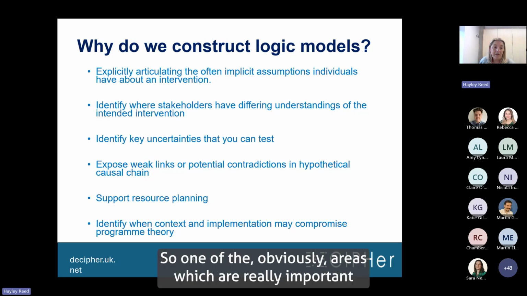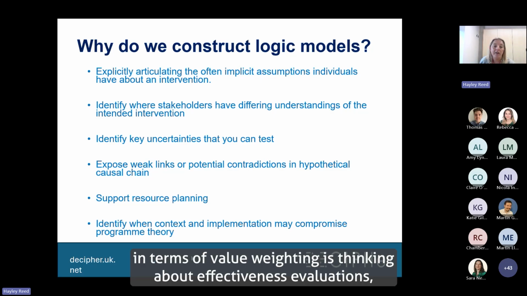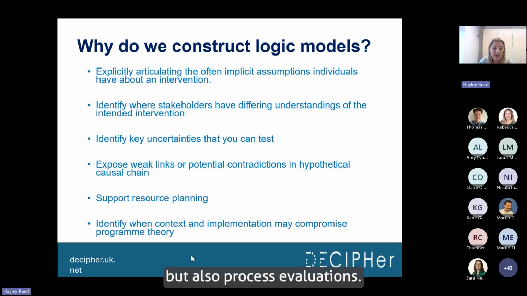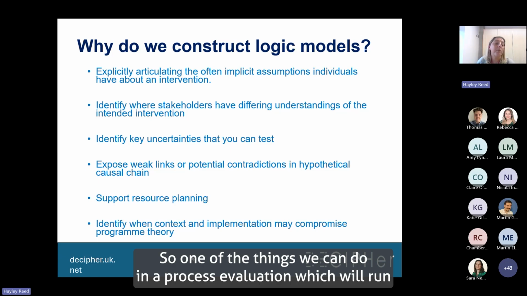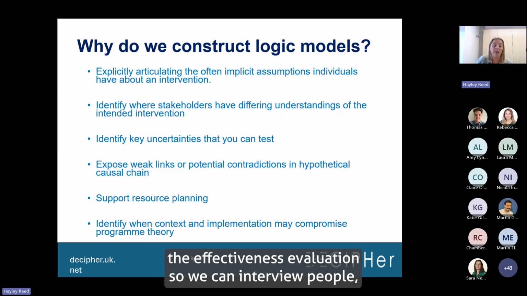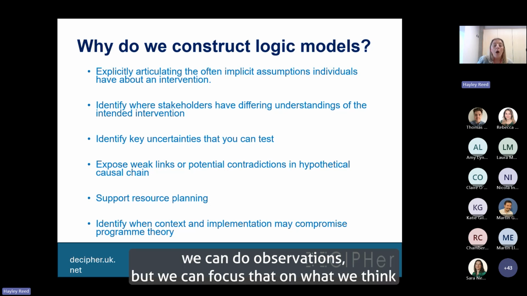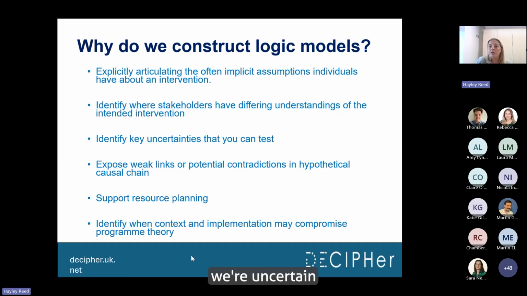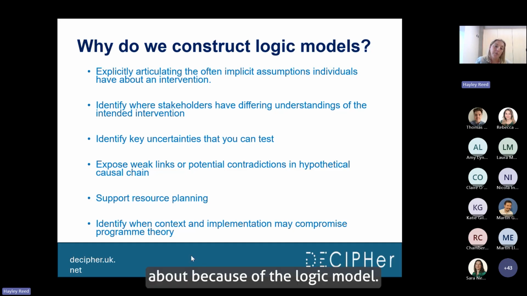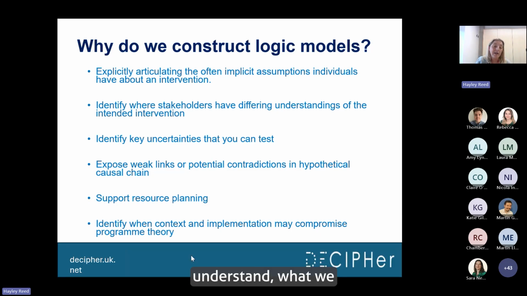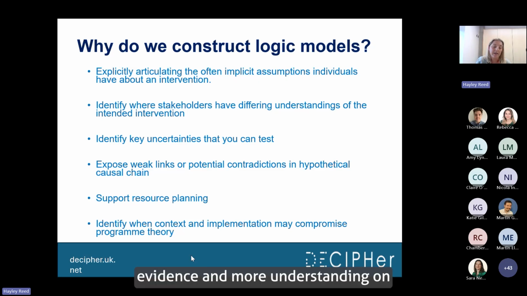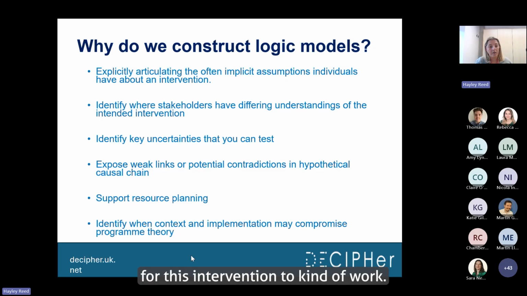So one of the really important areas in terms of evaluating is effectiveness evaluations, but also process evaluations. In a process evaluation, which will run alongside the effectiveness evaluation, we can interview people and do observations, but we can focus that on what we think we're uncertain about because of the logic model. So the logic model can be, particularly in the early development stage, something which lets us know what we don't quite understand and what we need more evidence and understanding on for this intervention to work.